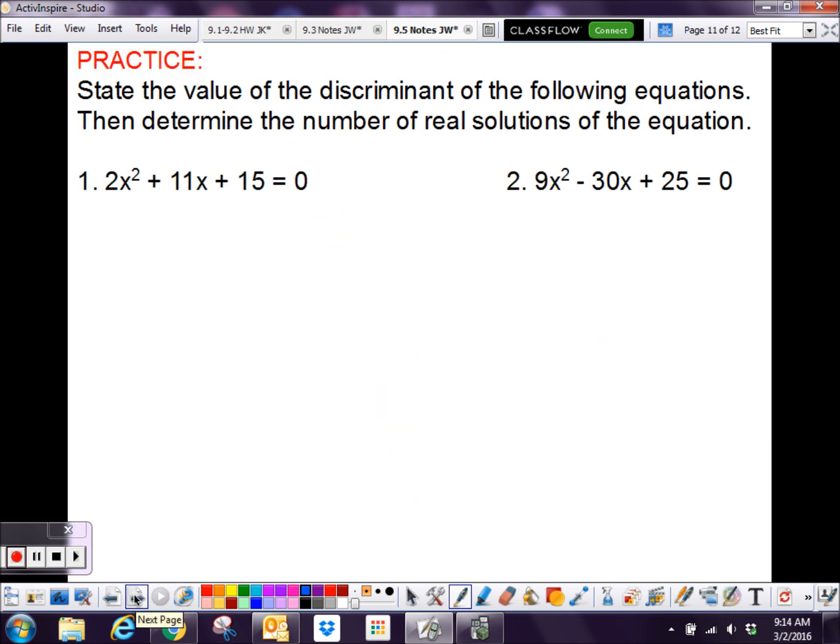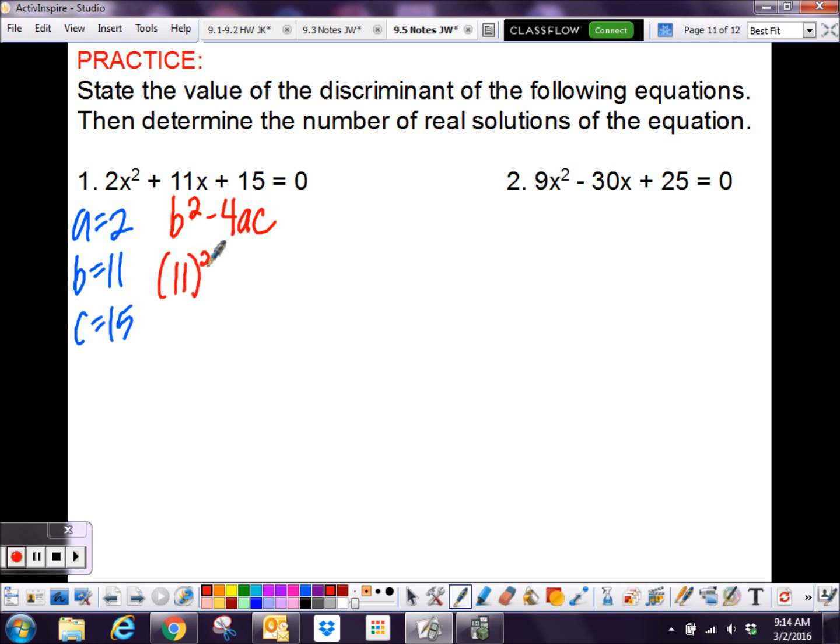Okay, let's look at this next one. So the same thing, state the value of the discriminant and determine the number of real solutions. Okay, so A is 2, B is 11, C is 15. This one's already ready for us. So I have B squared minus 4AC. I'm going to plug all this in. So I have 11 squared minus 4 times A, which is 2, times C, which is 15. And I'm going to plug that all into my calculator.